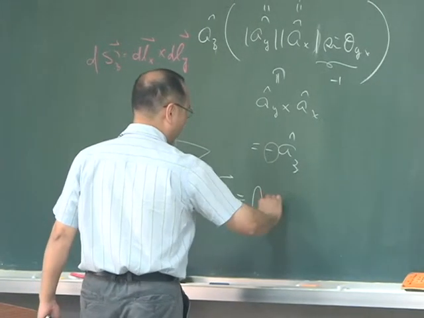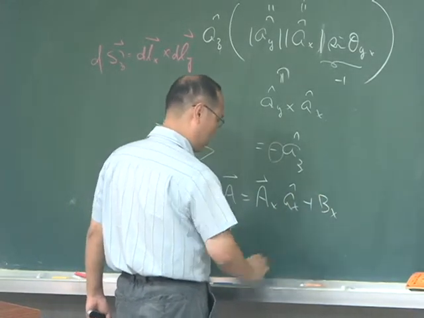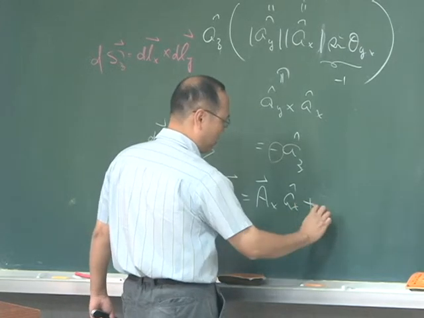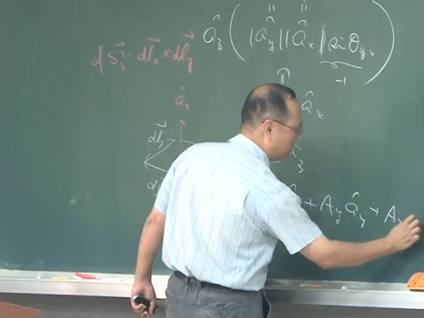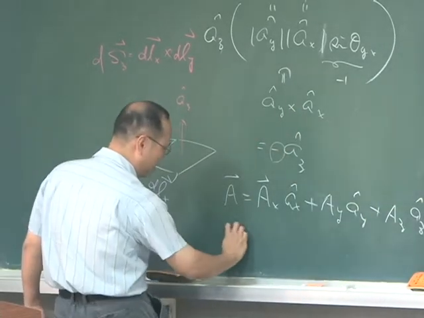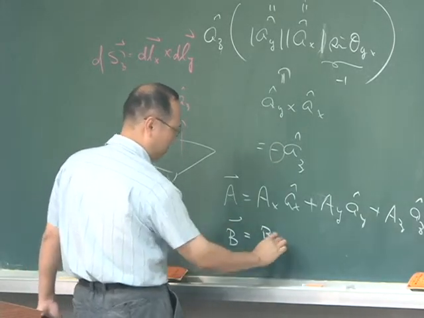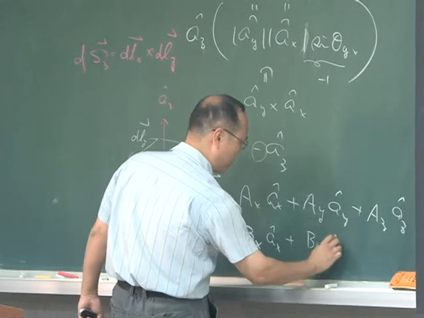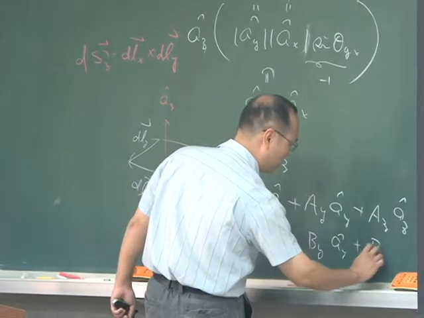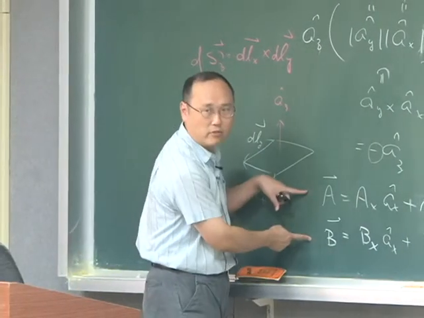Now, the vector dot product A dot B is going to be like this. Previously you have A with three components, AX, AY, and AZ, and then you have B equal to BX, BY, BZ, and then you do a dot product for these two vectors.